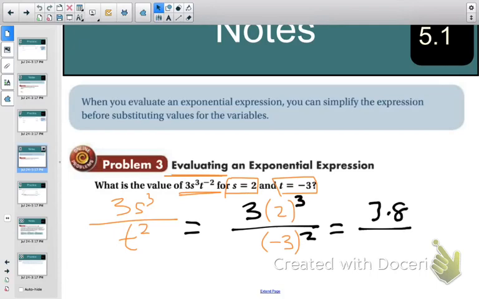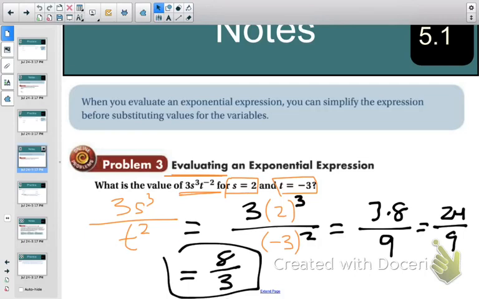Negative 3 squared is a positive 9. So then we multiply 3 times 8 is 24 over 9. And then simplify, always simplify your fraction. Those can both divide by 3, so that becomes 8 over 3. Okay, so that has now been evaluated. We came up with a number. So this part is simplified. This is when you evaluate.